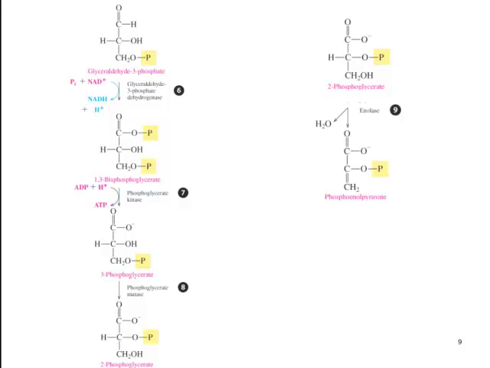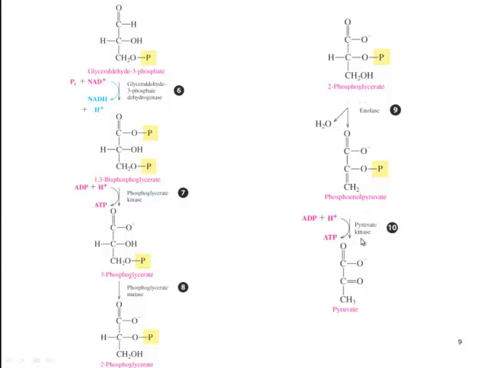The 2-phosphoglycerate is then going to be converted into a very high energy molecule called phosphoenol pyruvate. And this enzyme's name is enolase. Again, it's going to take out a water. It's going to form a double bond right here between carbon 2 and carbon 3. And then this is a very, very high energy molecule. And this molecule can then be used directly to phosphorylate ADP to create ATP.